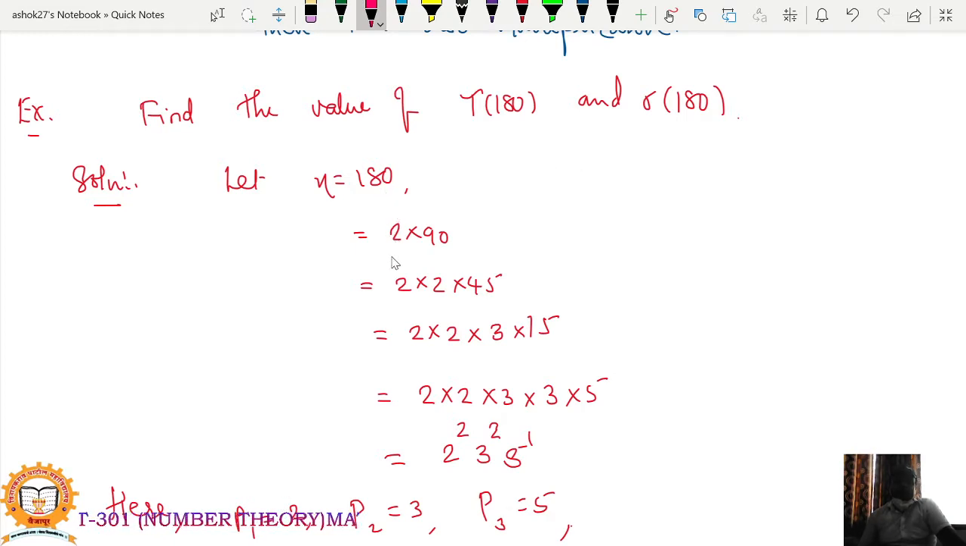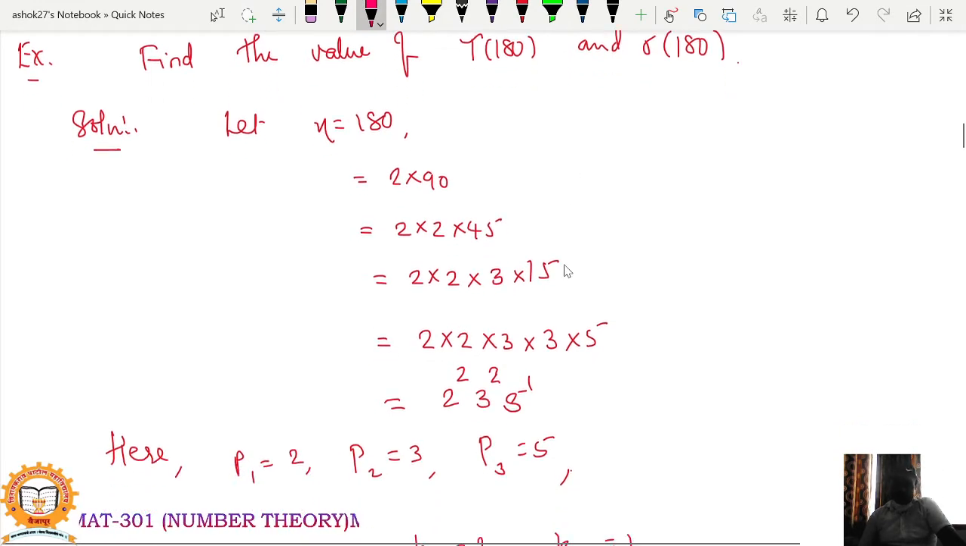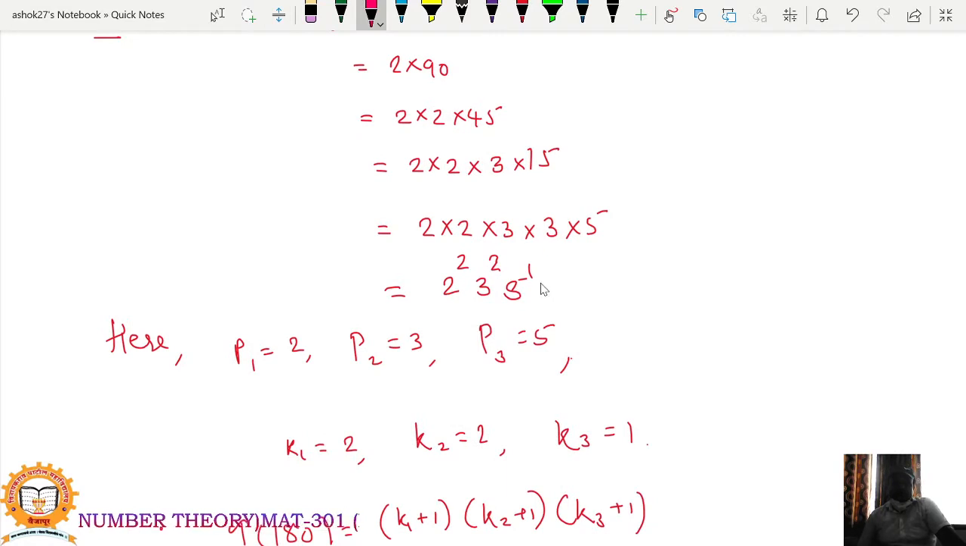So let's take n equal to 180. So you can write 180 as 2 into 90. So divide it by 2. So again divide 90 by 2. So you'll get 2 into 2 into 45. See, so it will be the prime factorization of 180. So 180 you will write as 2 squared into 3 squared into 5 raised to 1. So this is the prime factorization of 180.